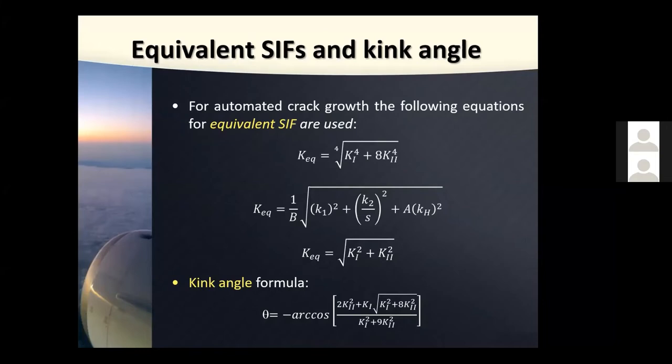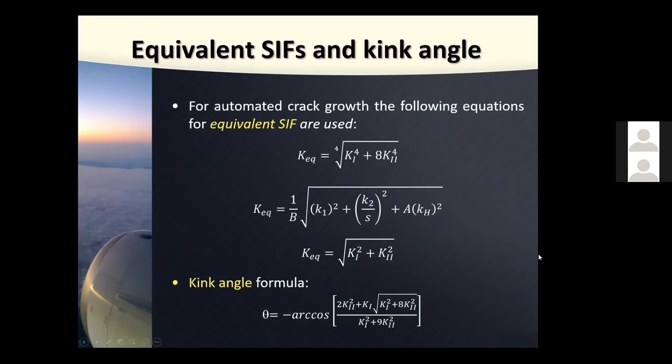And here I put some of the formulae because different software use different formulas for equivalent stress intensity factor. So here are some of the most commonly used, and also the formula for kink angle. So the kink angle formula helps in calculation of the path of the crack growth. So in 2D, the crack will grow in that plane only, but in 3D it can grow in any direction depending on external force.